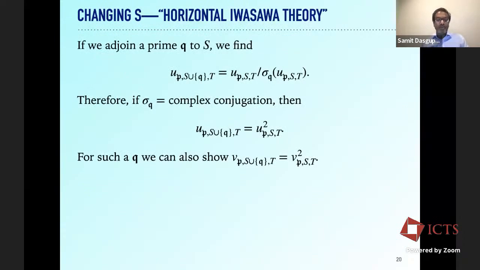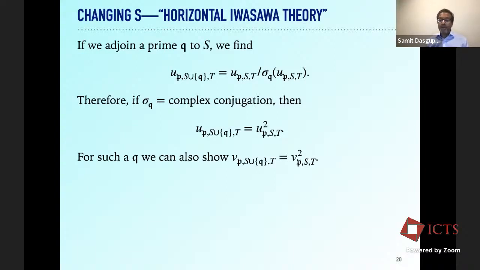So what happens if you adjoin a prime Q to S? What happens? Well, then just by the formalism, if you look at the definition of Stark units, then UP gets replaced by UP divided by sigma Q of UP, where sigma Q is the Frobenius at Q.